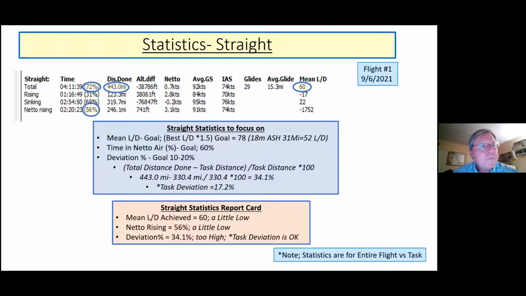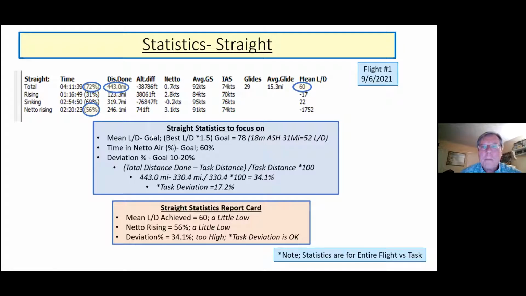For the straight part of it, I flew 72% of the flight straight. And this is the mean L over D of 60. Now, the goal for that is 1.5 times the best L over D of your glider. My glider is 52 L over D, so I've got to do 78, and I was pretty short of that. So that can use some improving. And then the netto rising, that's keeping the glider in the good energy band, I'll say, of the air that's available to you. And I did okay with that. 56% is not too terrible.